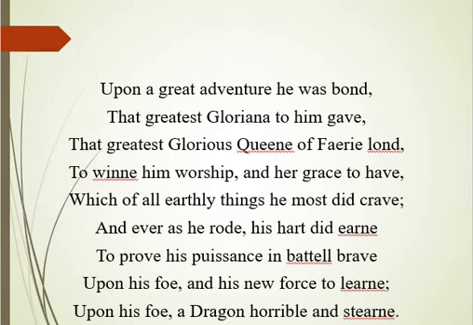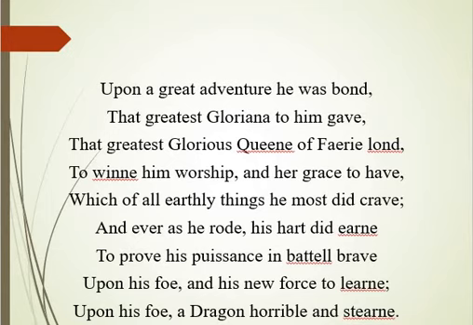He wanted to gain that honor, and ever as he rode, his heart did earn to prove his presence in battle brave, upon his foe and his new force to learn, upon his foe a dragon horrible and stern. Dear students, by saying, and ever as he rode, his heart did earn to prove his presence in battle brave, presence here is the power of heart that proved to be very powerful in brave battle. This battle needed the act of courage and bravery.